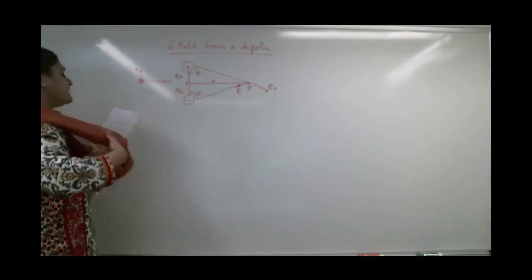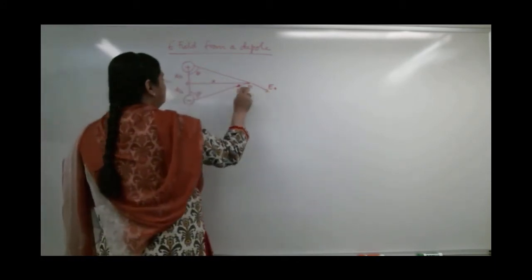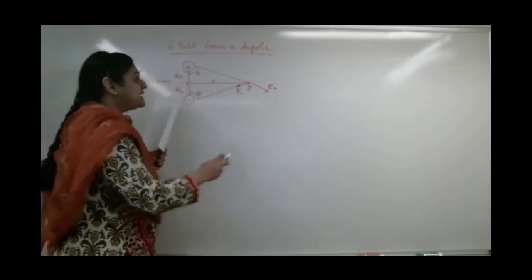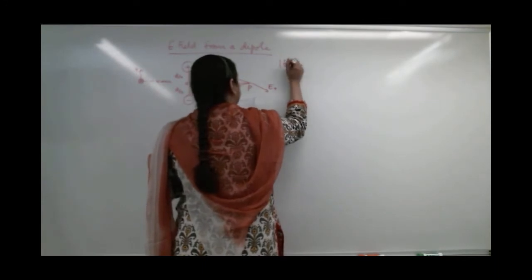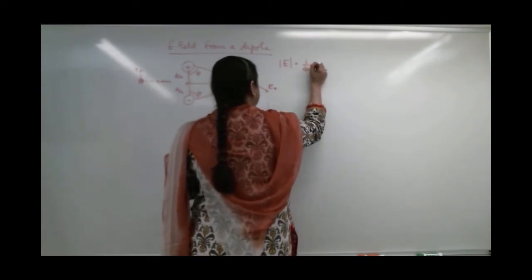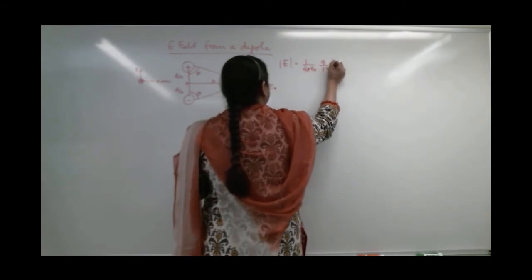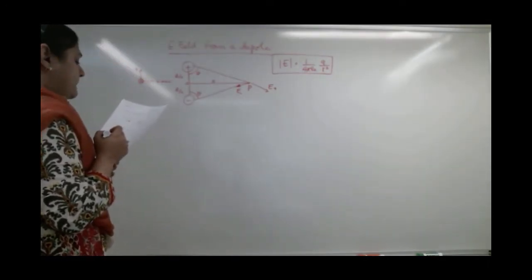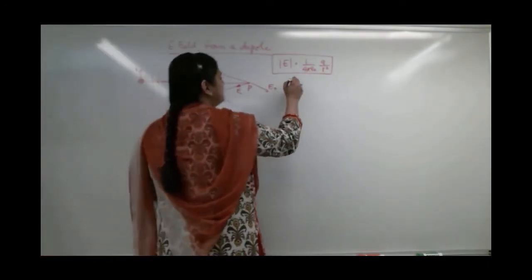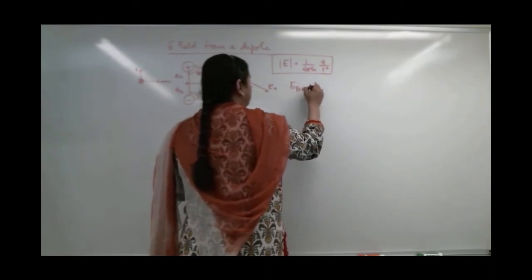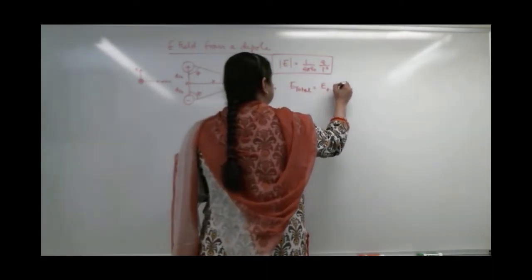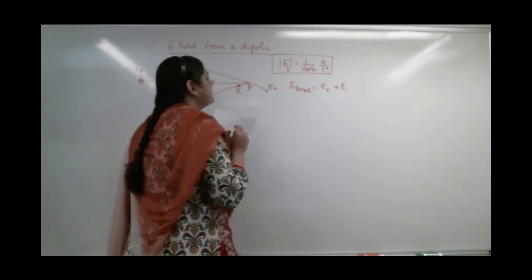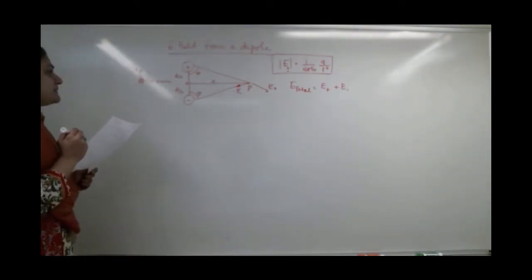I'm choosing the electric field due to the positive charge to be E plus and the electric field due to the negative charge to be E minus. However, the magnitudes of both of those fields will be exactly the same: 1 over 4 pi epsilon naught, Q over R squared. That's one thing I absolutely know. This means my E total will be E plus plus E minus, and the magnitudes for plus and minus are exactly the same.